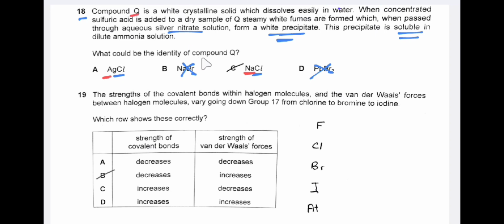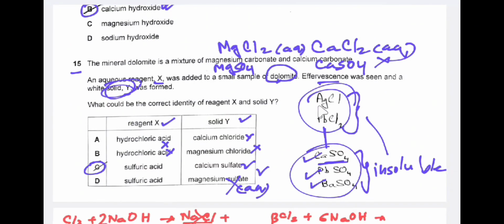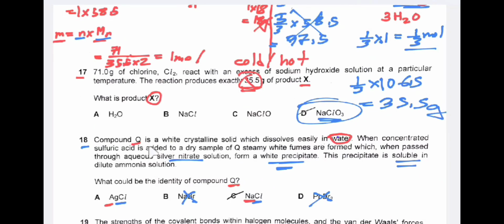Now compound Q is a white crystalline solid that dissolves easily in water. I have mentioned earlier that silver chloride and lead 2 chloride are insoluble in water, and calcium sulfate, lead 2 sulfate and barium sulfate are also insoluble in water. Since silver chloride and lead 2 chloride are insoluble in water, they exist in solid state. So silver chloride does not dissolve in water. So the correct chloride is sodium chloride, that is C.